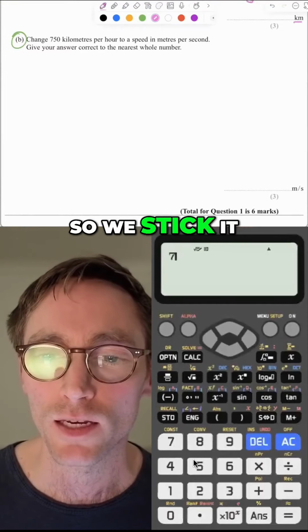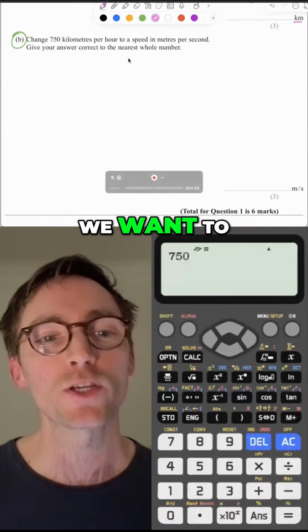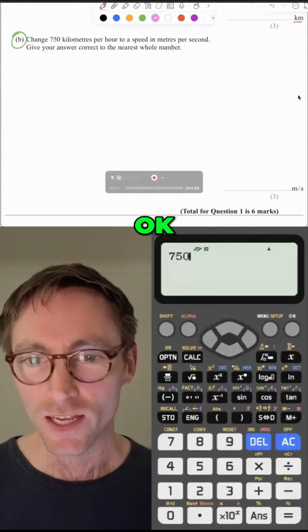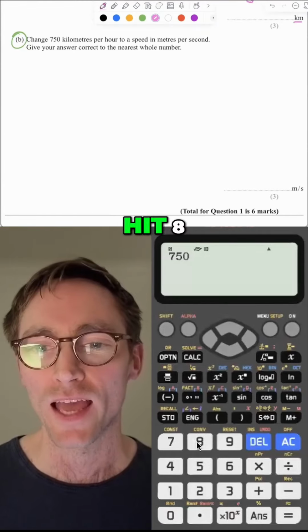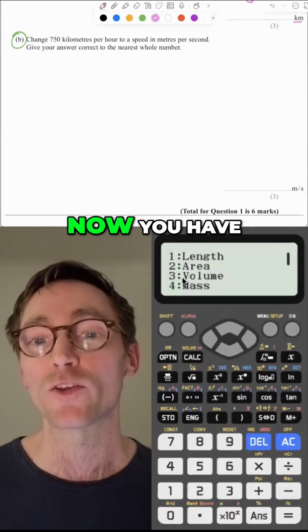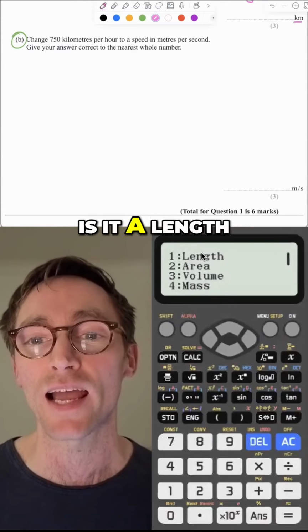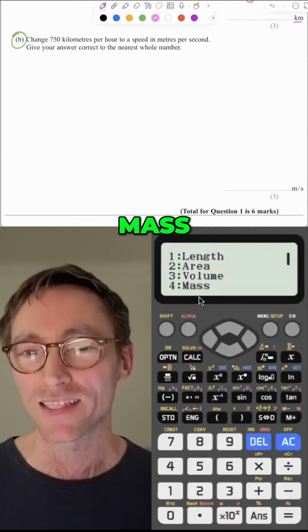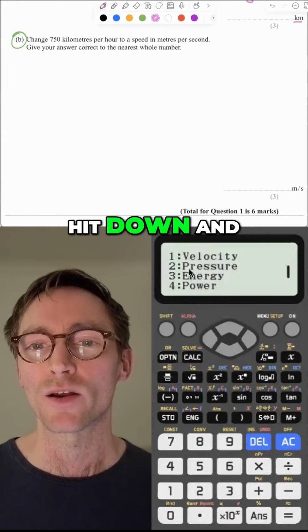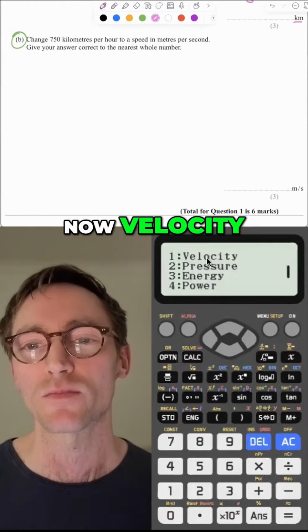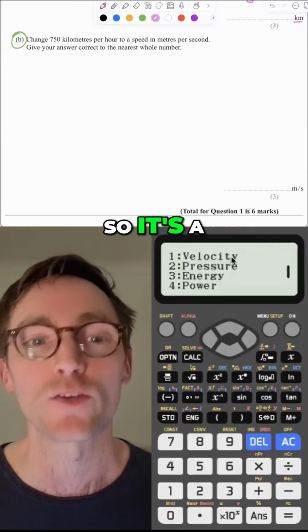750, so we stick it in, 750, and we want to convert this. So we want to hit that yellow conv: we're going to hit shift, we're going to hit 8, convert. Now you have to tell the calculator, is it a length, an area, a volume, or a mass? It's actually none of those things. It's like a speed. So we're going to hit down and we're going to see velocity here. Now, velocity basically means speed. So it's a velocity.